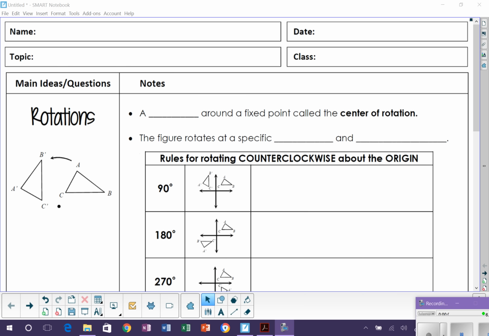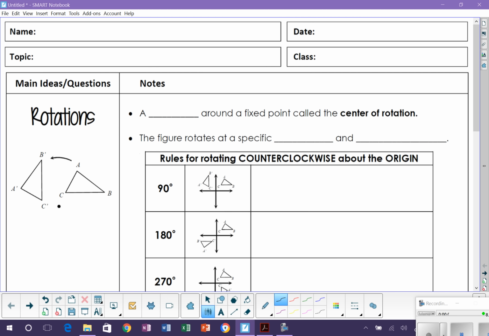All right, last video. This is 9-3, and it's rotations. So a turn around a fixed point called the center of rotation. The figure rotates at a specific angle and direction.